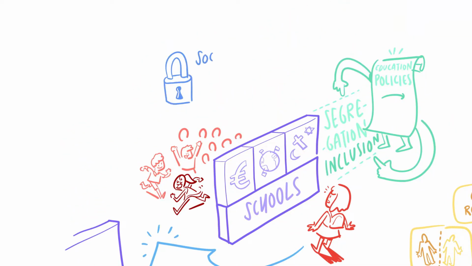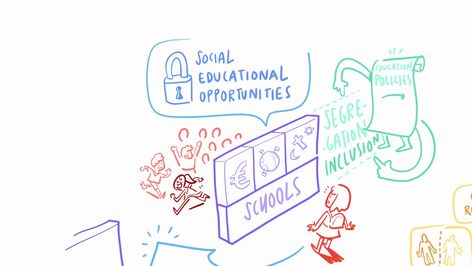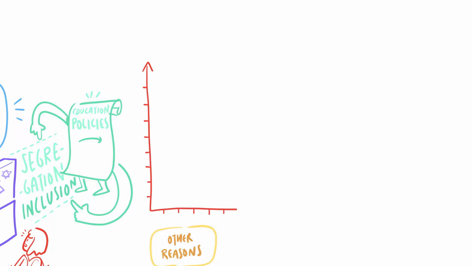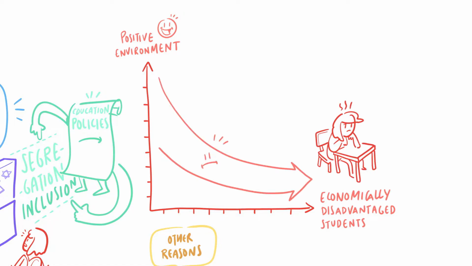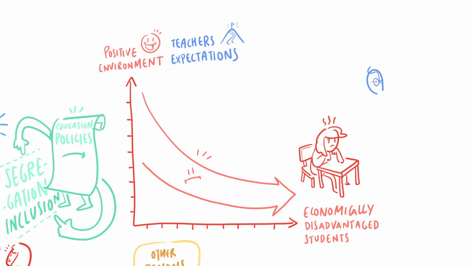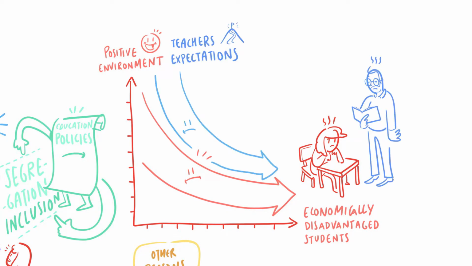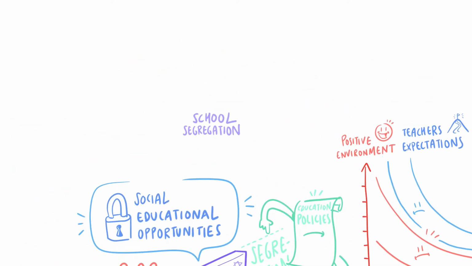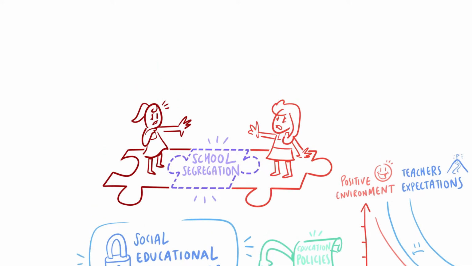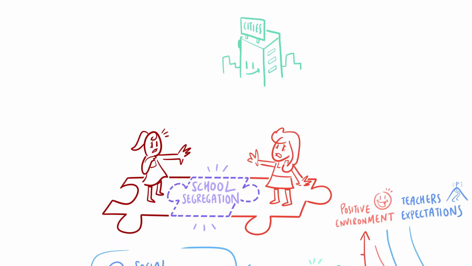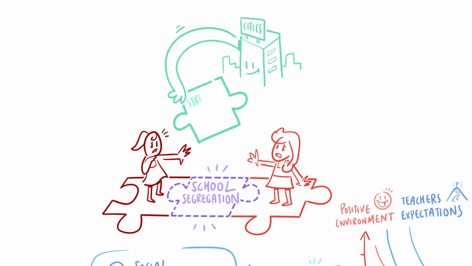School segregation has a negative impact on students' social and educational opportunities. Research has shown that schools with high concentrations of economically disadvantaged students have a less positive learning environment, which affects children's educational success. Moreover, teachers have fewer expectations regarding the learning potential of disadvantaged students. School segregation also poses barriers to social cohesion and integration because it generates less contact among children from different social and cultural backgrounds. To change this, cities can develop strategic policies and use instruments to reduce the segregation of socially disadvantaged students in their schools.